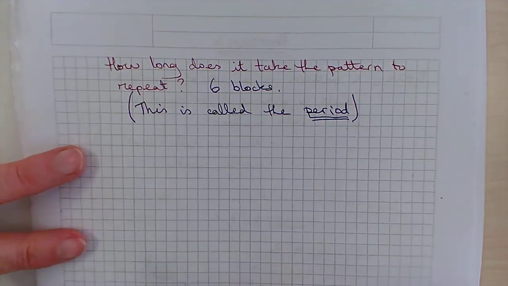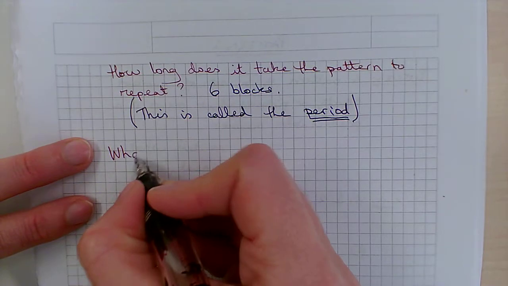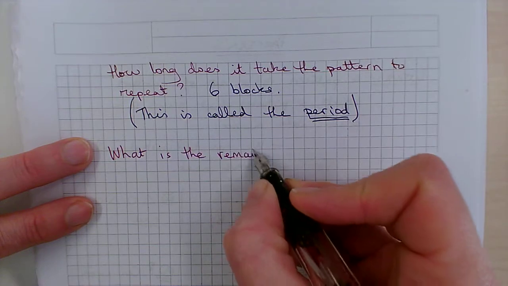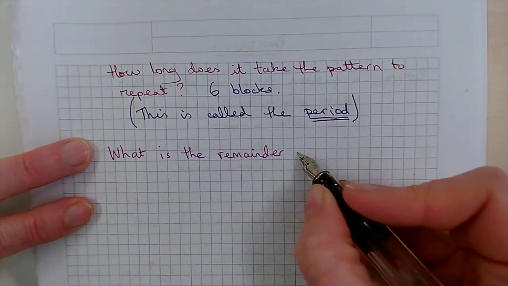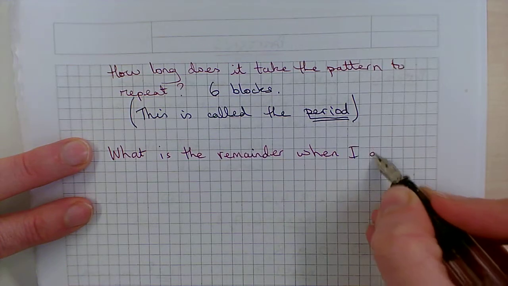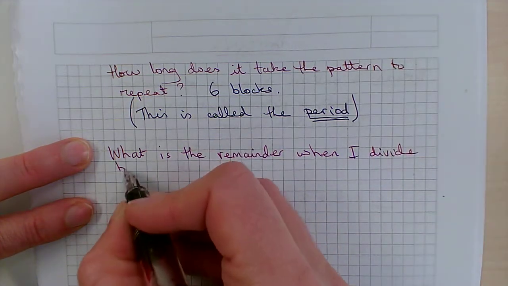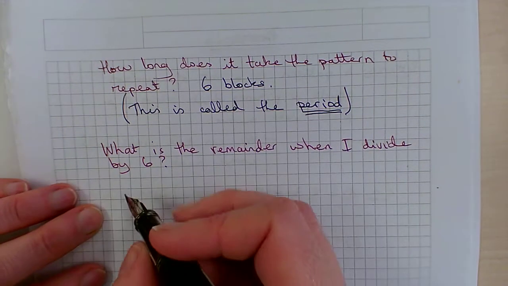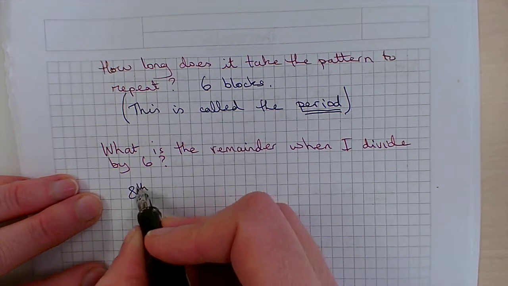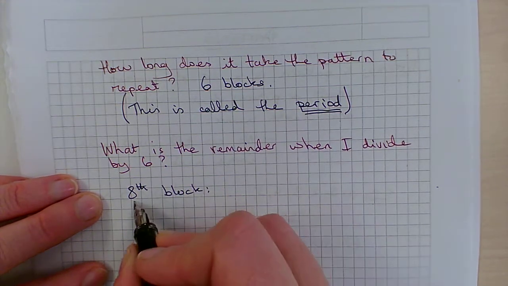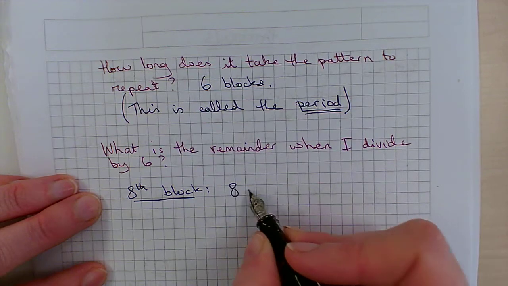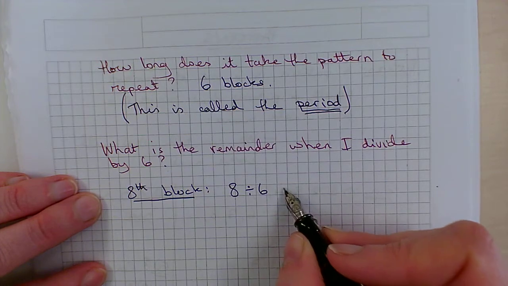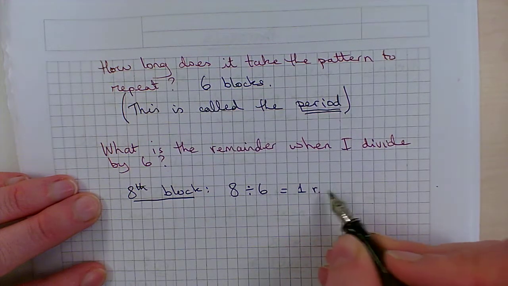And the second question is, what is the remainder? When I divide by 6. So what do I mean there? Well, remember when we were looking at the 8th block? I'm going to answer this question. If I have 8 divided by 6, of course I can write it as a fraction, but that's not what I'm interested in. We know that it goes in once with a remainder of 2.